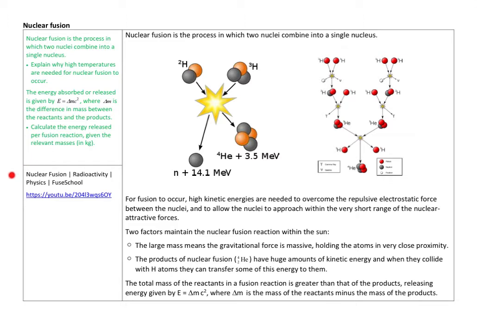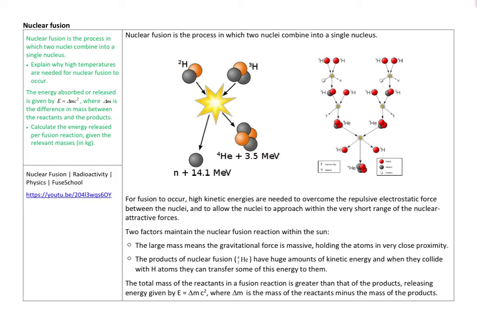If you haven't already, have a look at this nuclear fusion video from Fuse School. Gives a really good introduction to it. So firstly, nuclear fusion is the process in which two nuclei combine into a single nucleus. And generally, where nuclear fission was a large nucleus splitting into two smaller nuclei, nuclear fusion is two small nuclei combining to form a larger nucleus.